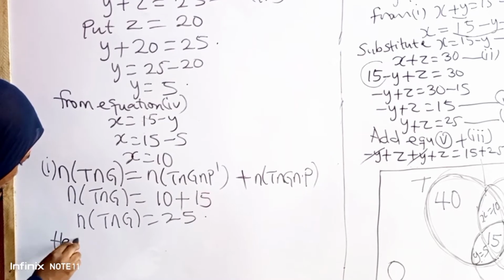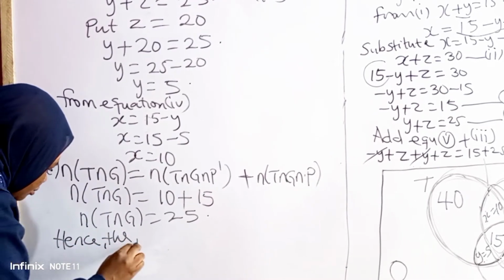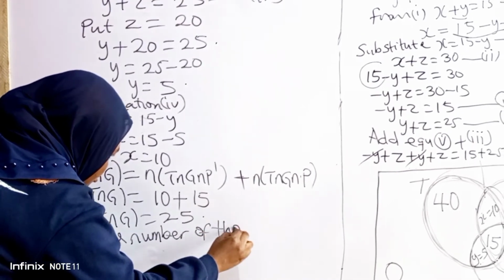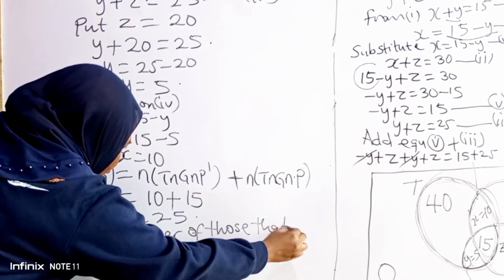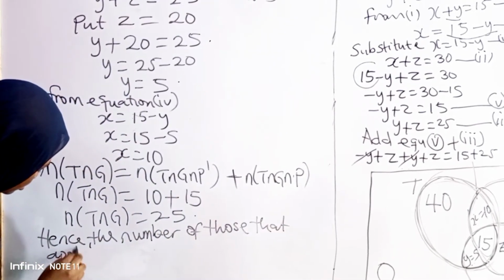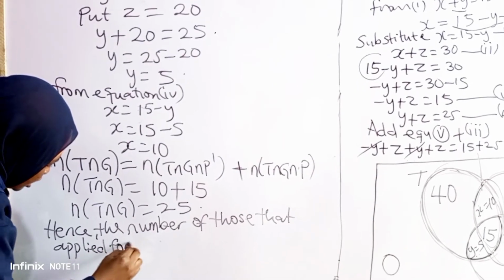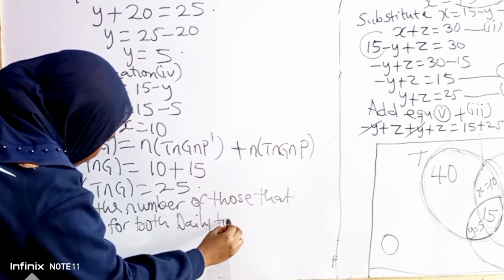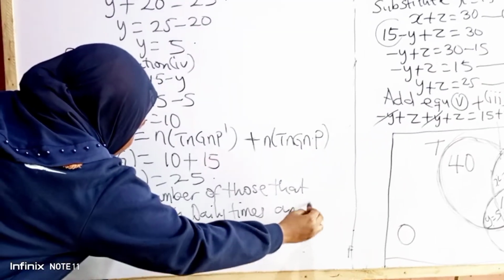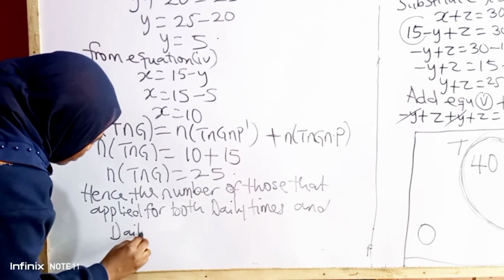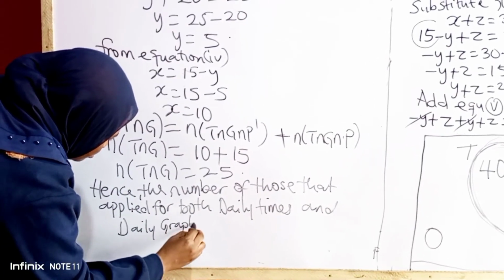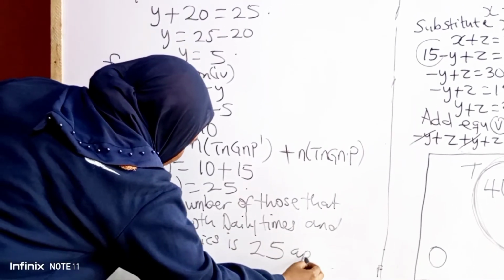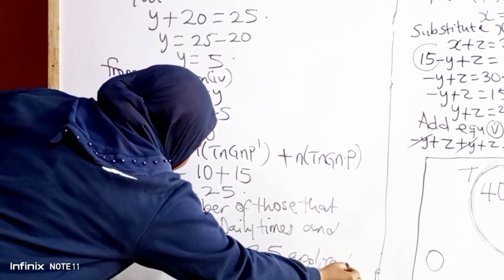Hence, the number of those that applied for both daily times and daily graphics is 25 applicants.